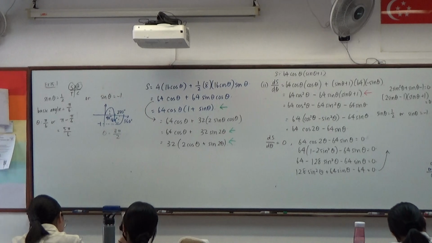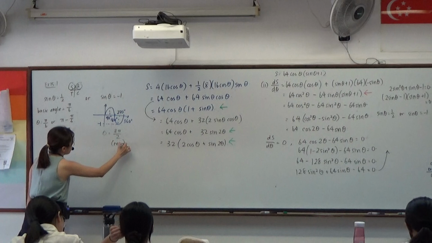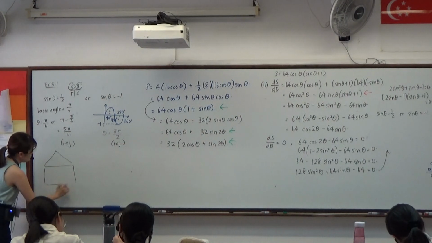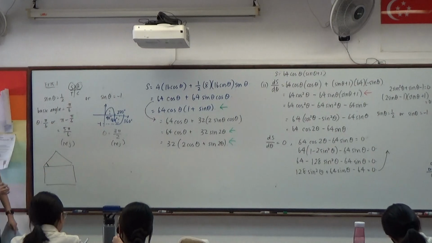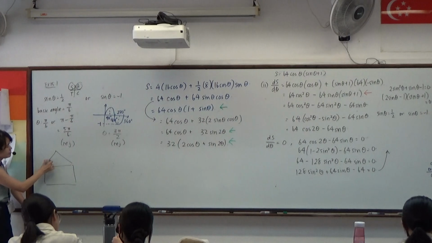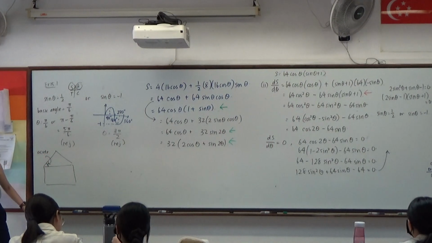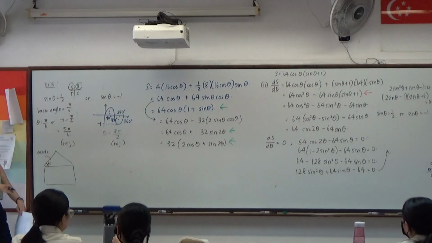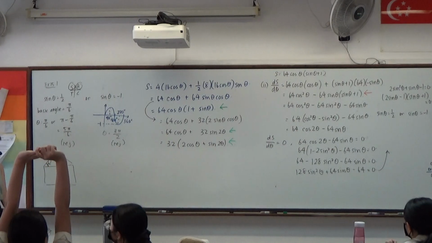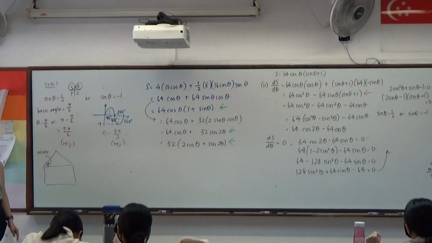Now we have to reject 5 pi over 6 and 3 pi over 2. Why? Because in the diagram given to you, angle theta is defined to be here. For this triangle to be isosceles, this angle here must be acute. If it is more than an acute angle, you will not get a triangle anymore.